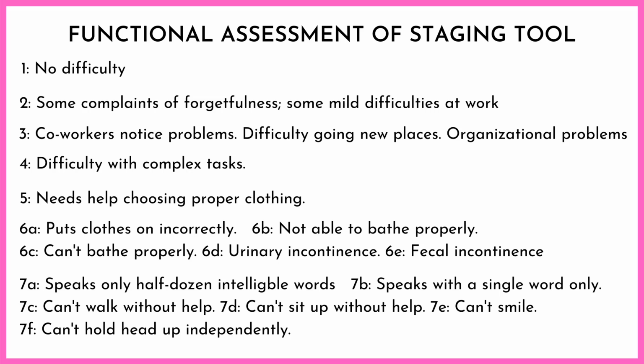In stage 7A, the ability to speak is limited to approximately half a dozen intelligible different words or even fewer in the course of a day. In 7B, the speech ability is limited to the use of a single intelligible word in an average day. In 7C, the person is no longer able to walk without assistance. In 7D, they can't sit up on their own without help. In 7E, they're no longer able to smile. And in 7F, they're no longer able to hold their head up independently.